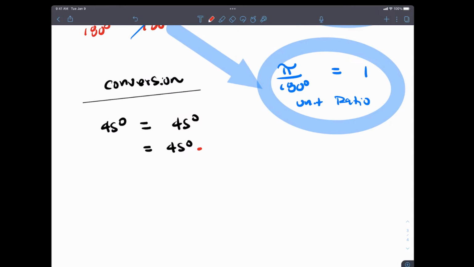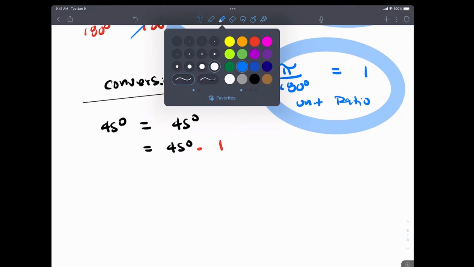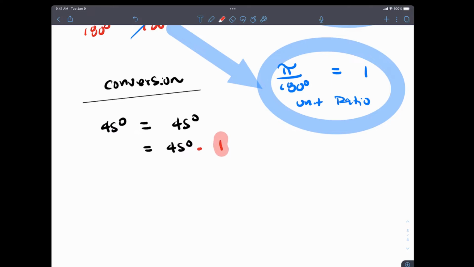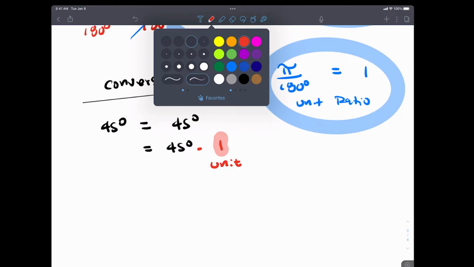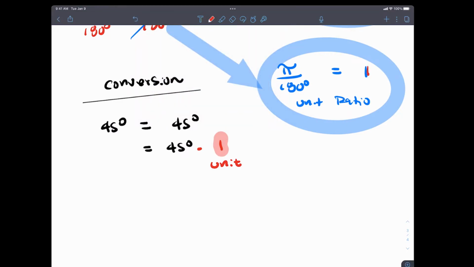What if I said, I'm going to take 45 degrees, I'm going to multiply it by 1. Is that still equal? Why? Because 1 times anything is itself. What do we call this here? This is the unit ratio. This is why they call it unit conversion. 1.